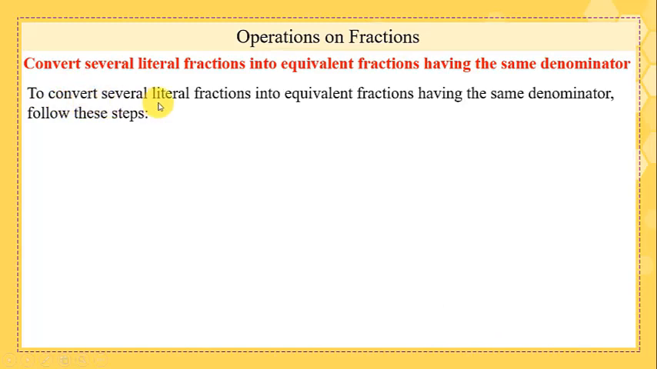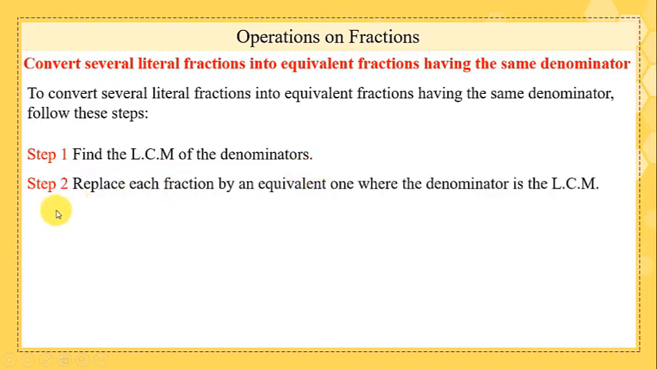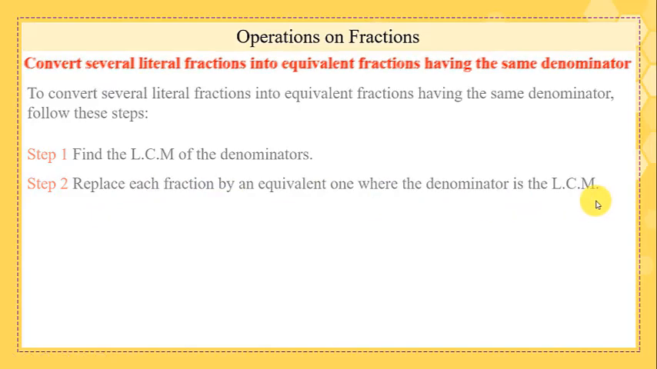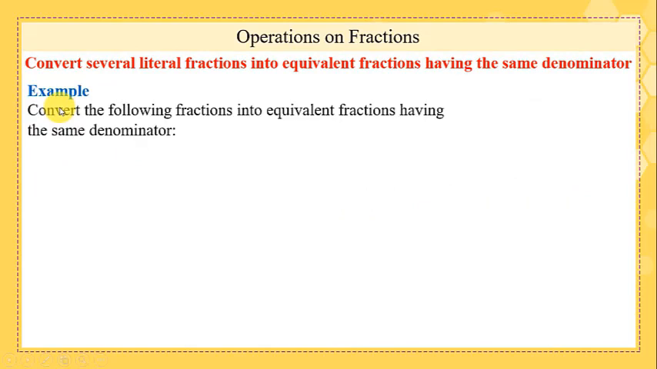To convert several literal fractions into equivalent fractions having the same denominator, please follow these steps. Step 1. Find the LCM of the denominators. Step 2. Replace each fraction by an equivalent one where the denominator is the LCM. Let's see this example. Convert the following fractions into equivalent fractions having the same denominator: 1 over 2, minus 5 over 8, and 3 over 32.